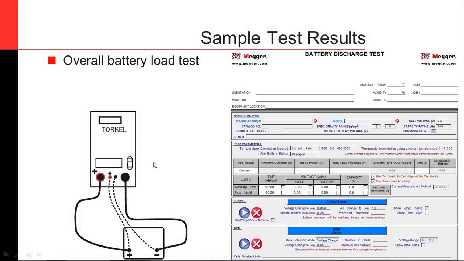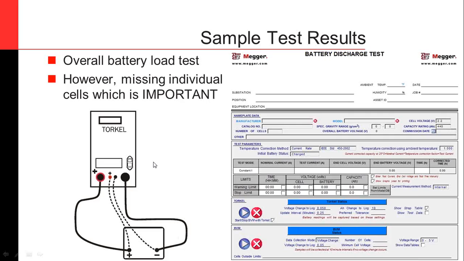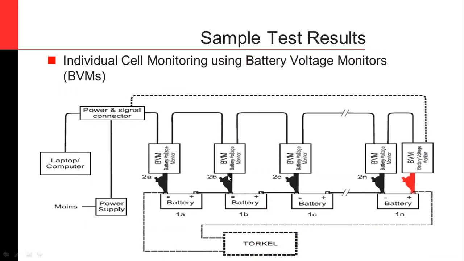Now, while this is great, there's one critical element missing, and that's the individual cells. So, as I mentioned, the torque goes across the whole entire battery string. So, what we have to incorporate are the battery voltage monitors. And these will monitor each individual cell.